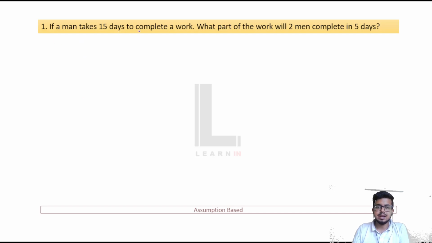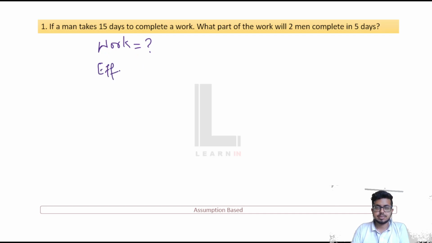The first question says that if a man takes 15 days to complete a work, what part of the work will two men complete in 5 days? Now the problem here is that we do not know the whole work. How do we know the whole work, right? Now the whole work we do not know.